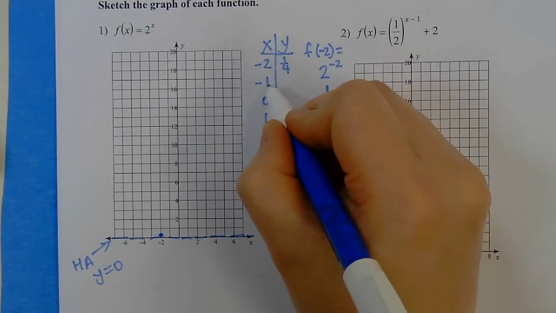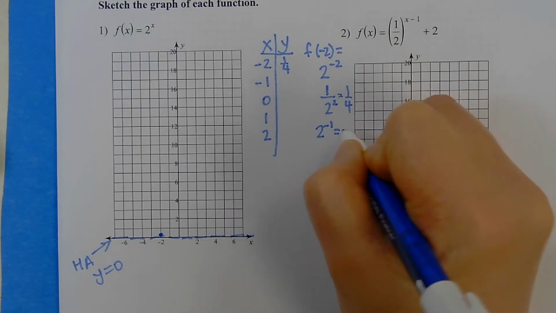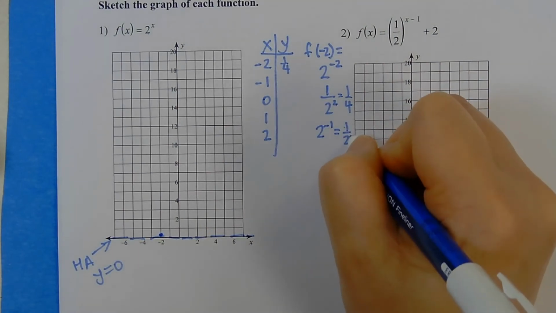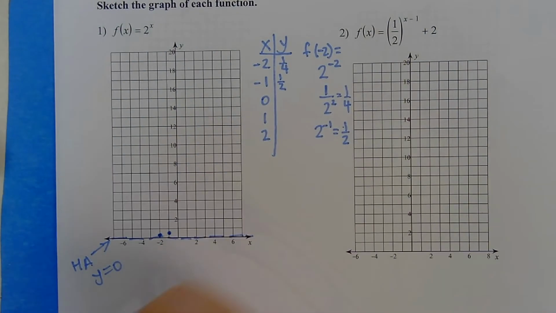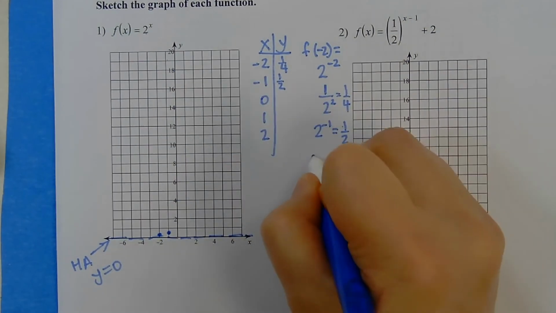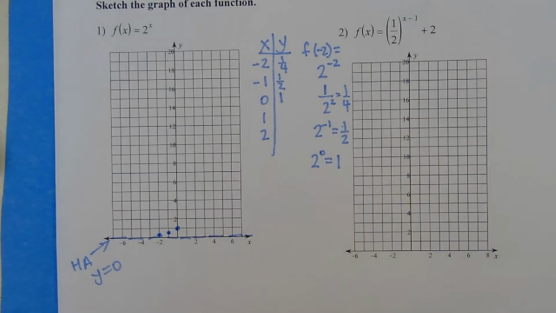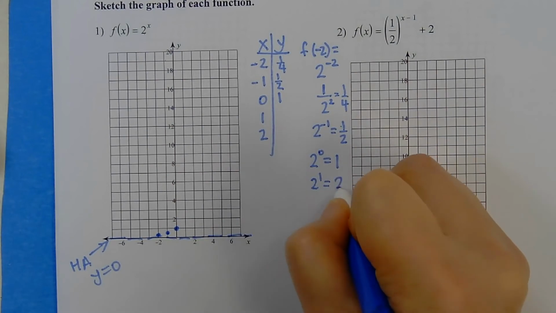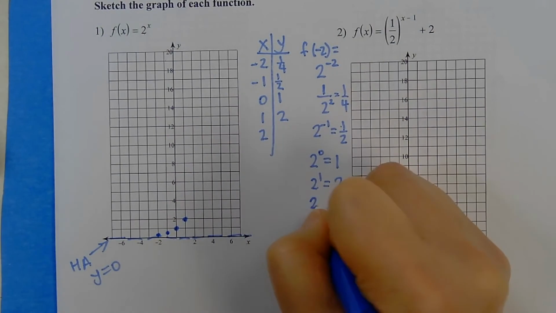And then same thing with the -1. That's going to be 2 to the -1 power, which is just 1/2. So that's going to be a half right there at -1. And then 2 to the 0 power is just 1. Anything to the 0 power is 1. 2 to the 1 power is 2. And 2 to the 2 power is 4.